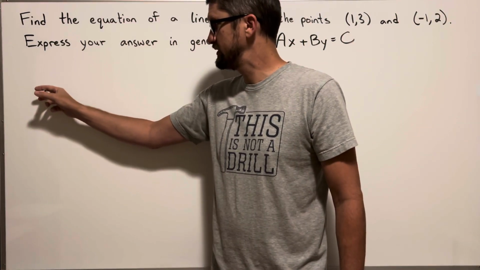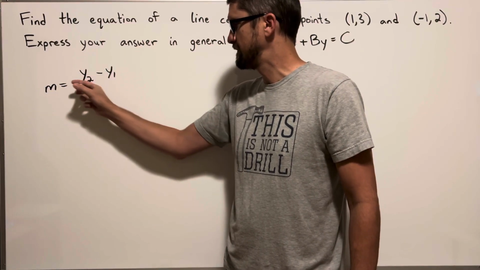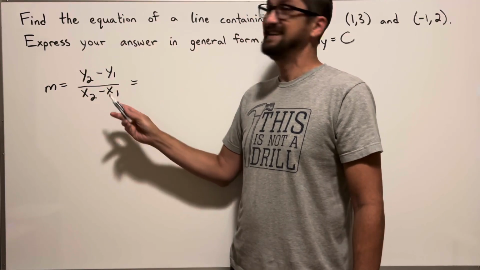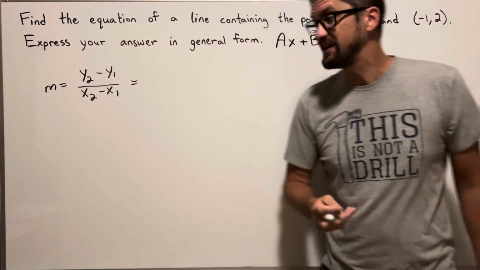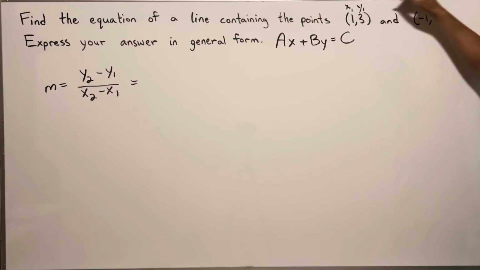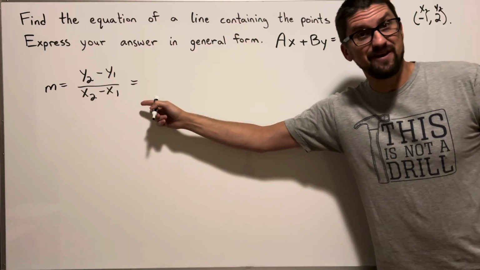So the first thing you want to do here is find the slope, and I can find the slope of 2 points by using this formula. It's the difference between the y values divided by the difference between the x values. So you could label these points x1, y1, and x2, y2, and plug it in here and find the slope.